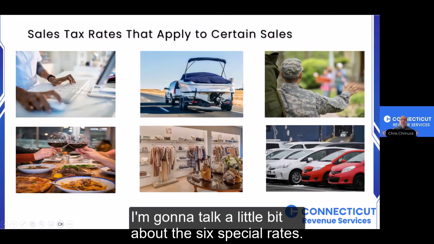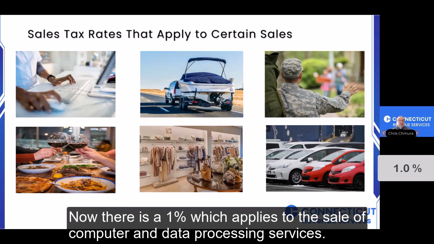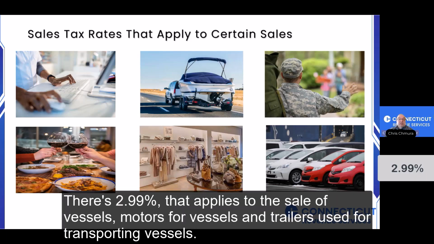I'm going to talk a little bit about the 6 special rates. Now, there is a 1%, which applies to the sale of computer and data processing services. There's 2.99% that applies to the sale of vessels, motors for vessels, and trailers used for transporting vessels.